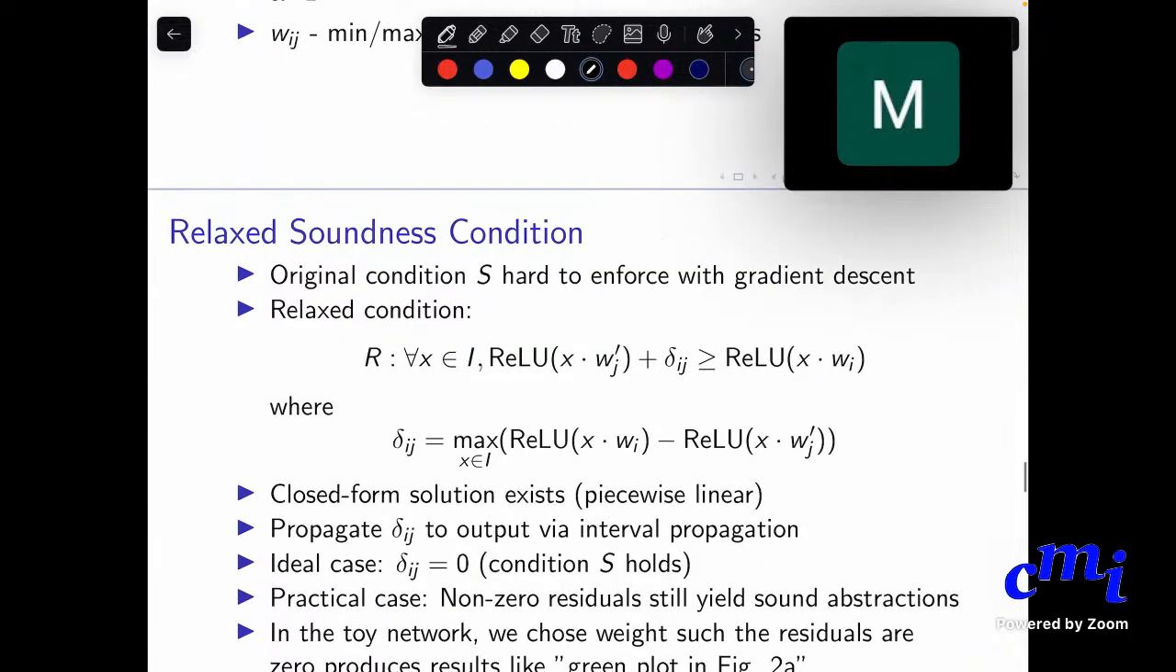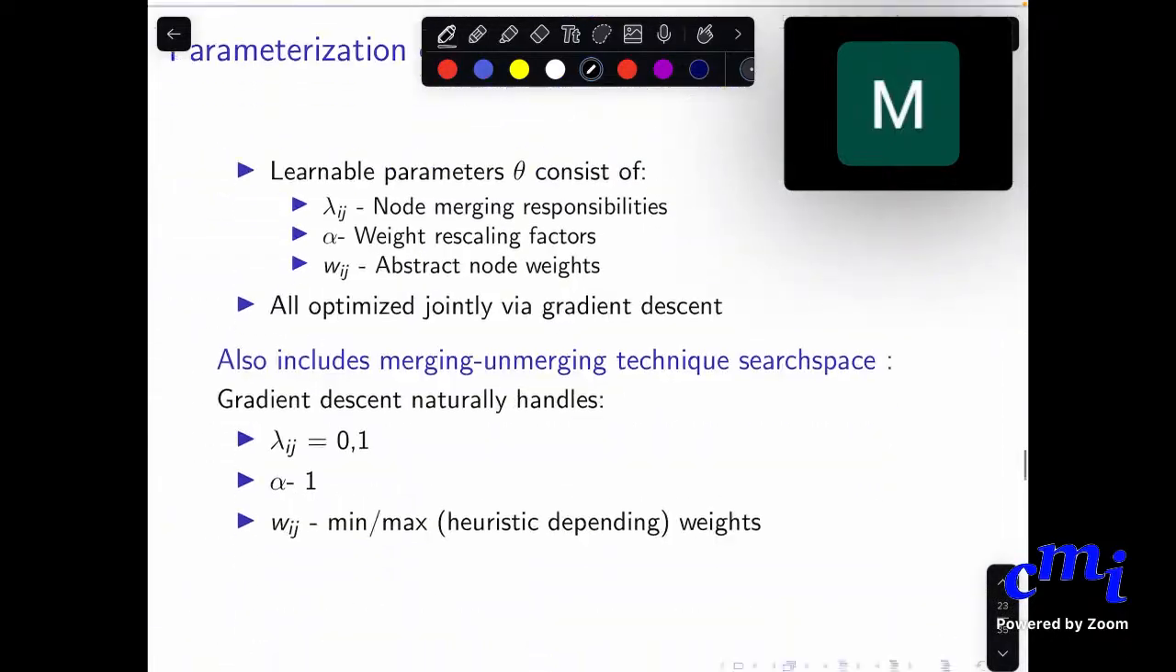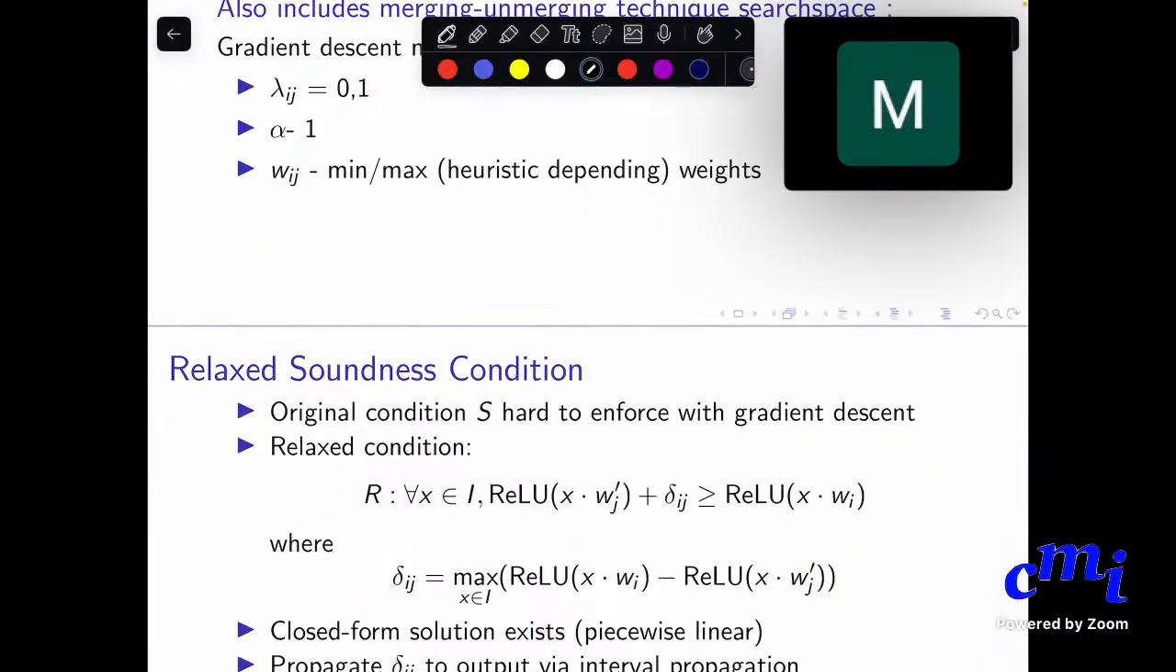So now what we will do is the relaxed soundness condition. The original condition, which I already showed in this slide, is this condition S. The original condition S is hard to enforce with gradient descent, because we are using gradient descent to optimize the other parameters. For infinitely many points, we also need to make sure that the property S holds. So instead of that, we will have a relaxed condition.